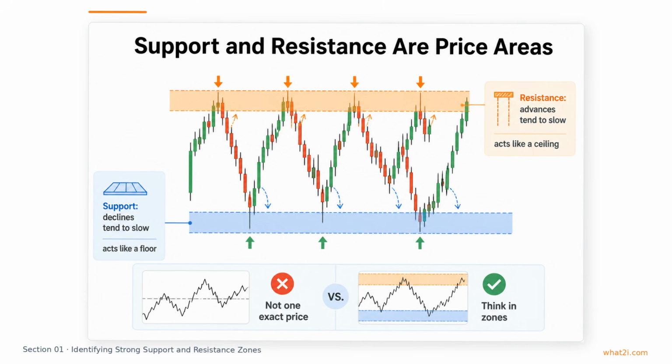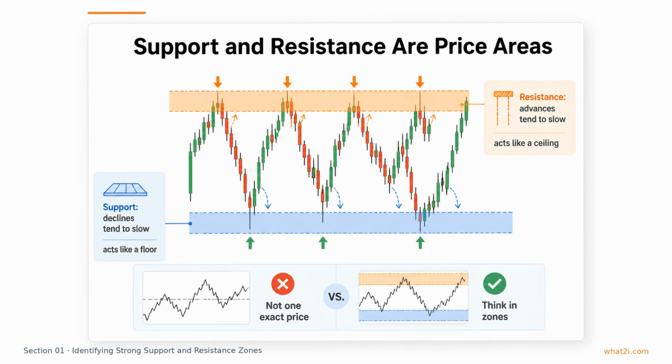Support is the area where a decline tends to slow, because buyers begin to step in, and resistance is the area where an advance tends to slow because sellers become more active. Traders often describe support as a floor and resistance as a ceiling, but both are better understood as zones with some width. Price rarely reverses at one perfect tick over and over again. If you train yourself to mark bands instead of thin lines, your chart reading immediately becomes more realistic.